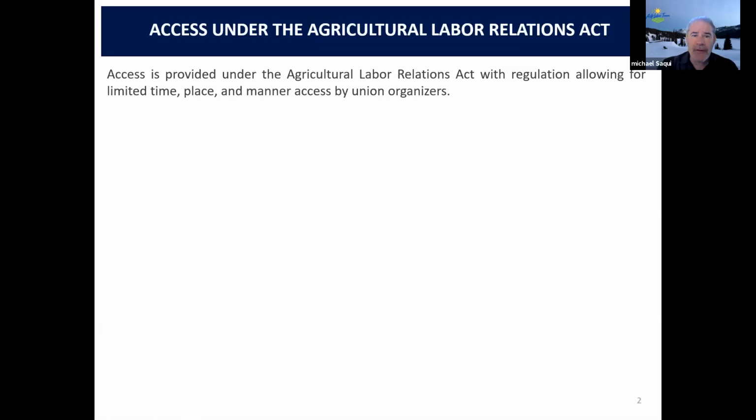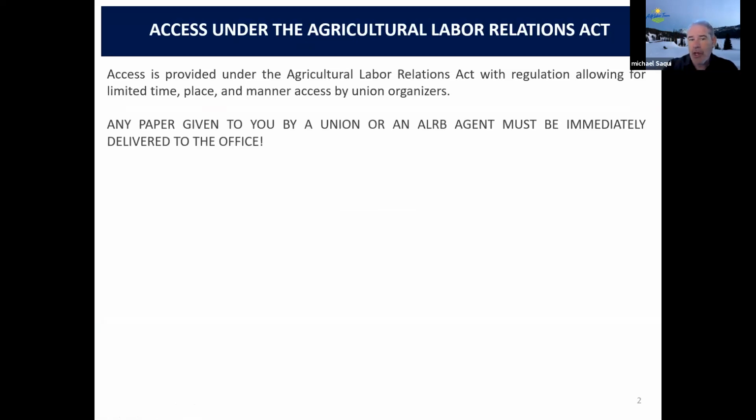And as you know, under the Agricultural Labor Relations Act, we have a regulation that provides for access onto private property once it's properly filed and activated and served upon a grower, or for that matter, a farm labor contractor. But it places limited time, place, and manner restrictions on the organizers. So any paper given to you or a supervisor that says it's an ALRB paper and it's a notice of intent to take access or a notice to organize or even a petition, those are time-sensitive documents and need to be immediately brought in to the company management, and you need to bring in counsel as soon as you can.